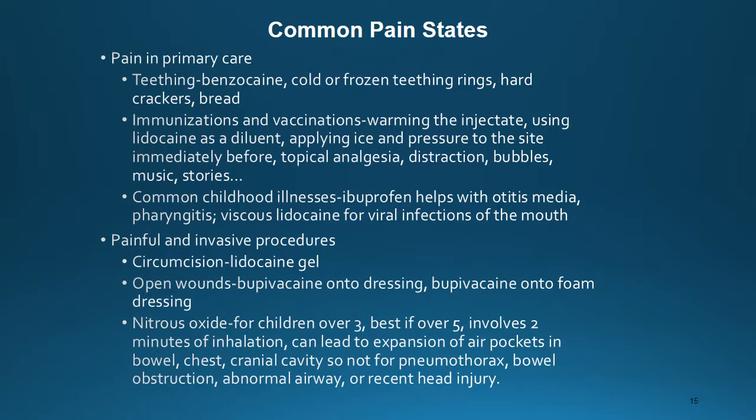Nitrous oxide can be used for children over 3. Of course, it's best if they're a little bit older, say over 5. It involves 2 minutes of inhalation. This can lead to expansion of air pockets in the bowel, chest, or cranial cavity, so it would not be appropriate if someone has a pneumothorax or a bowel obstruction, abnormal airway, or even a recent head injury.